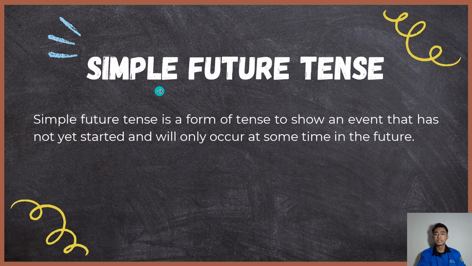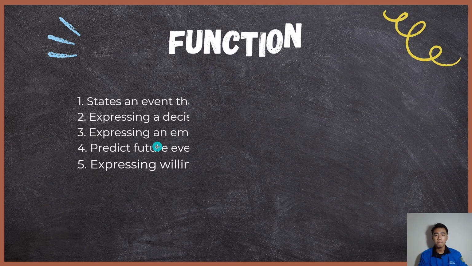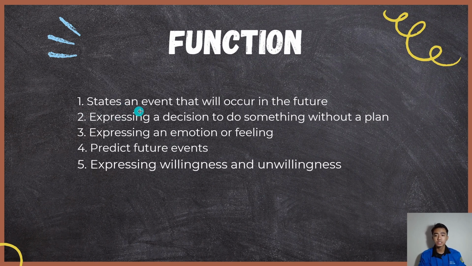Okay, this is the next material. Simple future tense. Simple future tense is a form of tense to show an event that has not yet started and will only occur at some time in the future. The function first states an event that will occur in the future. Second, expressing a decision to do something with a plan. Third, expressing an emotion or feeling. Fourth, predicting future events. Fifth, expressing willingness and unwillingness.